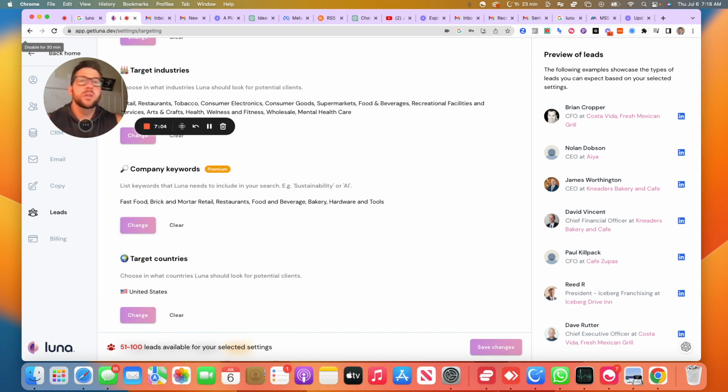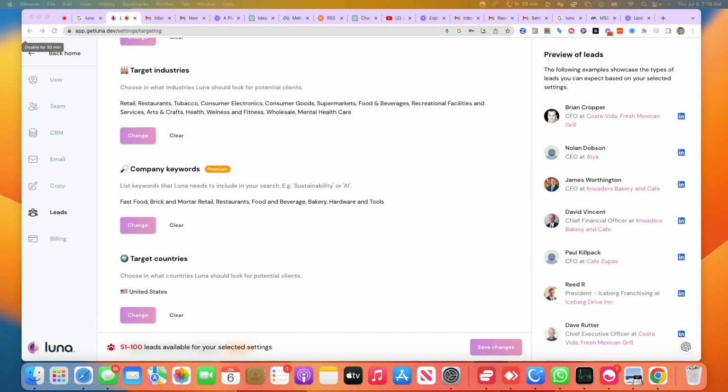Okay, let's do this. I'm going to go to GPT because it understands kind of what I'm doing here. Give me keywords for our targets that would have a brick and mortar location.